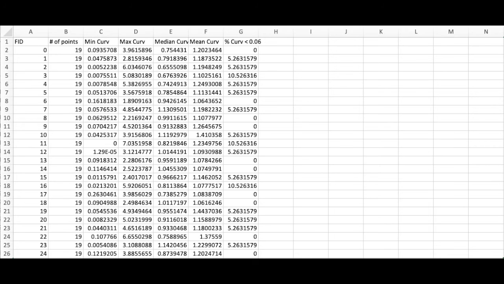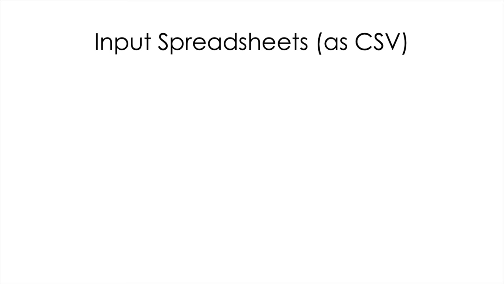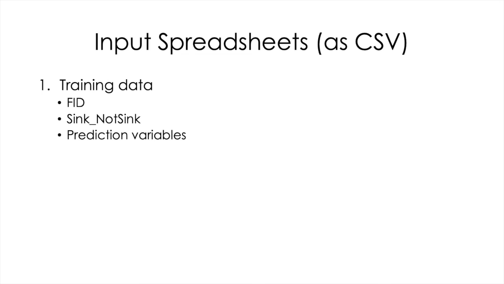Here is an example. The sinkhole prediction code uses prediction variables to classify each region as a sinkhole or not a sinkhole. There are 2 input files needed for this code, and both should be CSVs. The first contains the training data. The first column should contain the FID, which is the region number. The second column shows whether the region is a sinkhole or not. 1 signifies sinkhole, and 0 signifies that it's not a sinkhole.